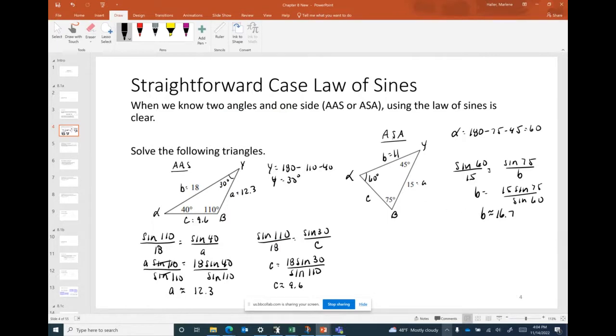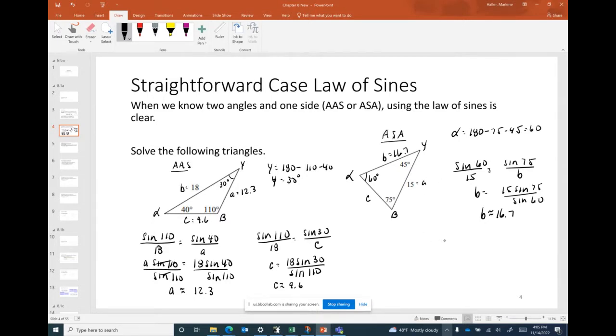All right, and then lastly, we have one more side here. I sometimes have students say, well, can we use the Pythagorean theorem? And the answer is no, you cannot, because it's not a right triangle. The Pythagorean theorem only applies to right triangles, so we can't use it. We've got to use the ratio of law of sines to find C, right?